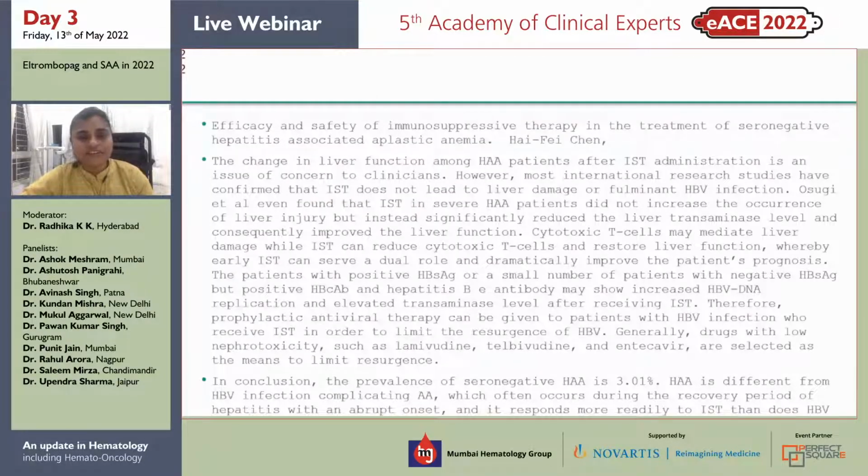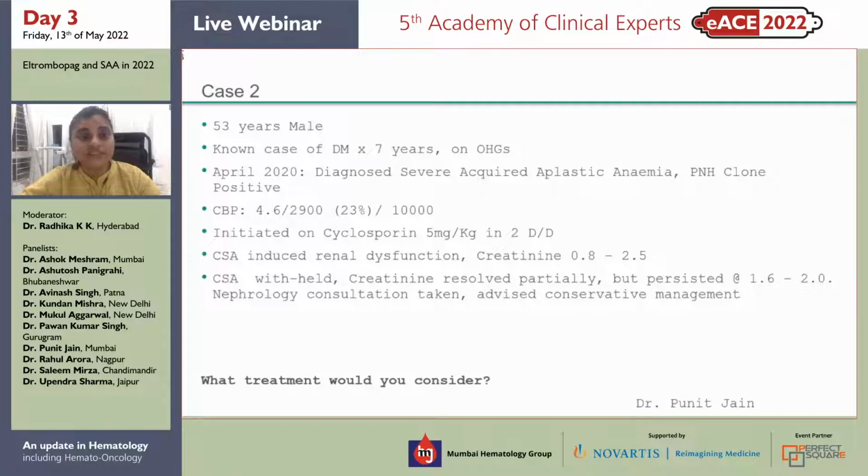Yeah, there is some literature which says that cyclosporine or immunosuppressive therapy is safe in liver damage. IST does not lead to liver damage or fulminant HBV infection. So it can be safely continued in patients with active hepatitis infection. There is some literature which I have gone through, and they say that cyclosporine can be continued in active hepatitis infection. Next slide, please. However, Revolade needs to be stopped.